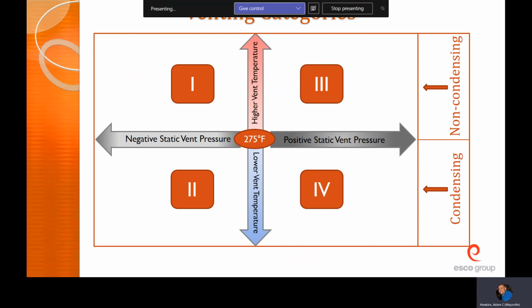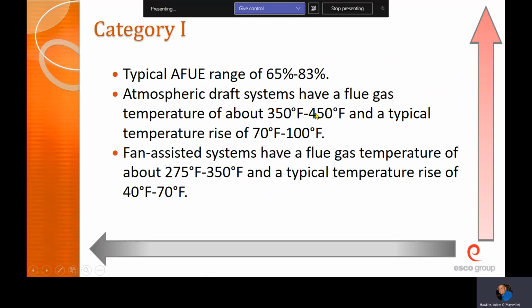So we'll get into different types of furnaces and applications a little later on, but just to give you a realistic difference there. So your different categories of furnaces. Category 1, these are mainly going to be, I'm going to say you're not going to run into these a whole lot. These are atmospheric draft. These are natural draft.